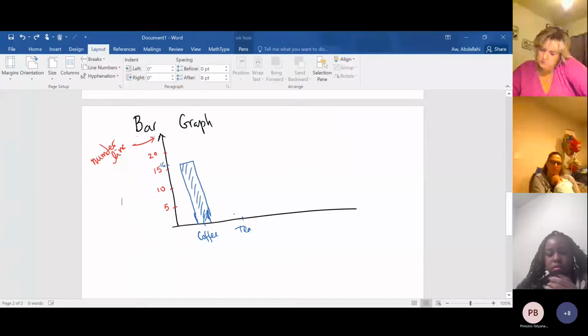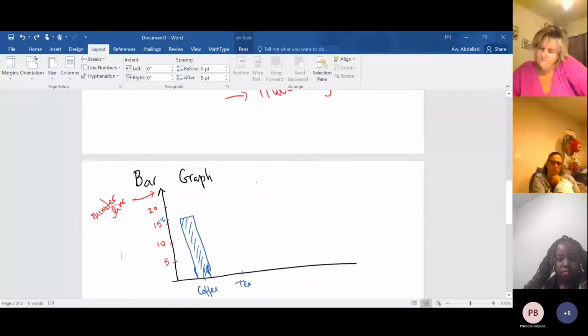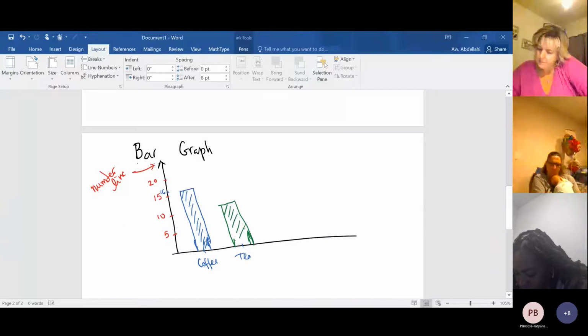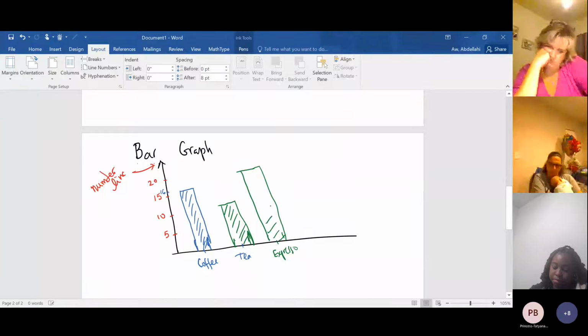Tea is 10. I'm sorry, tea is 10. So we represent our bar like this: same width, and go all the way to 10. That is the bar for tea. The next bar is espresso. We represent it with another bar, same width, and go all the way to 20. See, that is the bar for espresso.